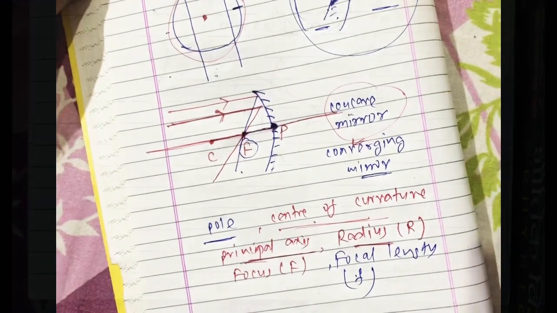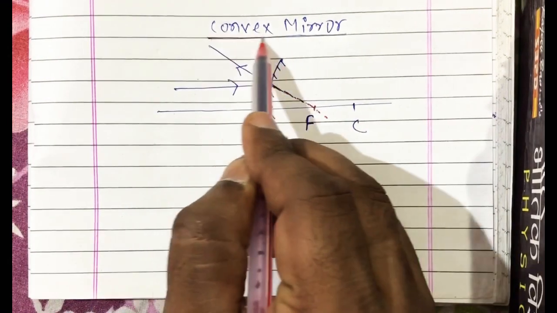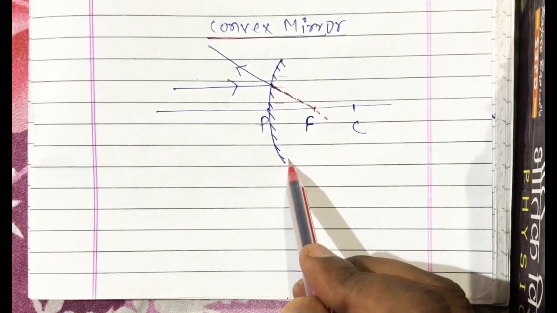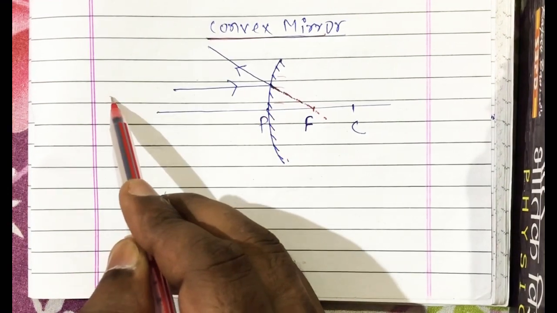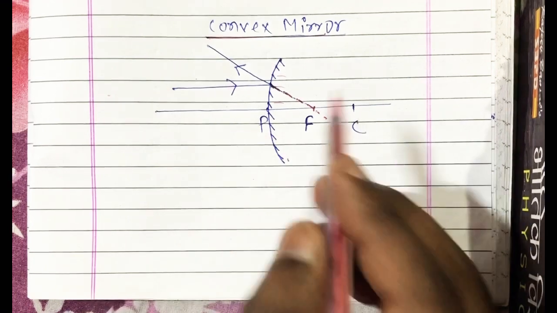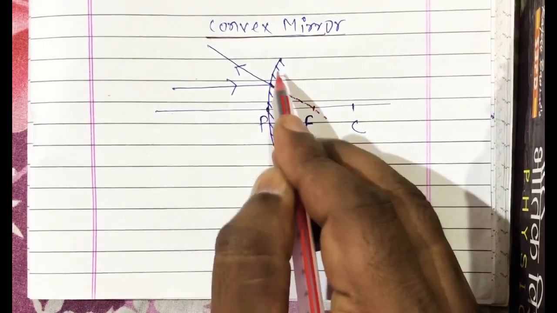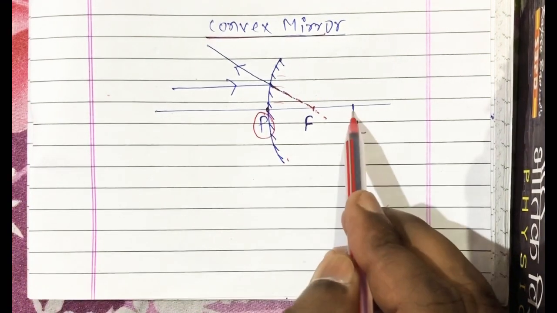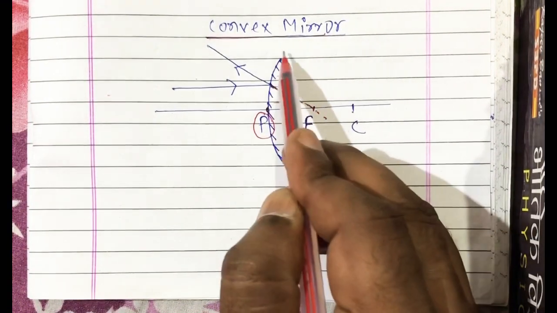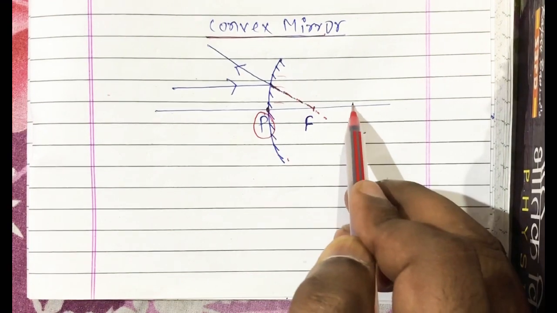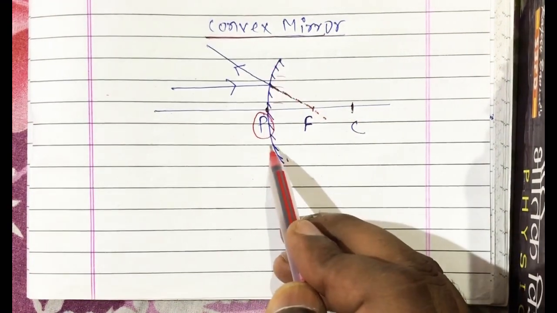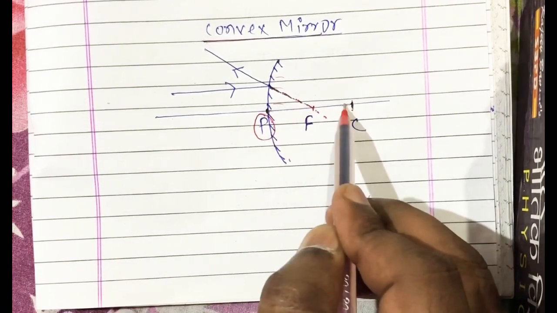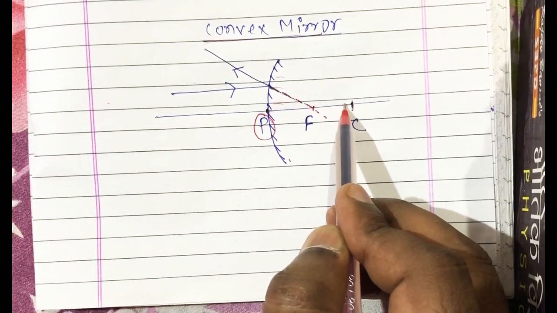Now, in a convex mirror, the inner part acts as a shining surface and the outer part acts as a reflecting surface. You can see that this is the midpoint of this convex mirror, that's why it is called the pole. The center of the spherical glass of which this mirror is a part will be called the center of curvature of this convex mirror, and PC will be called the radius of curvature of this convex mirror.